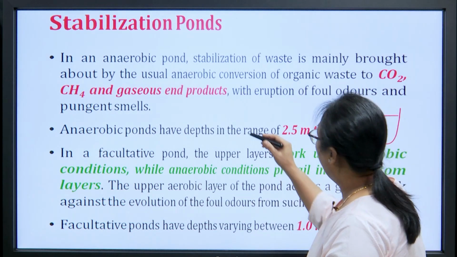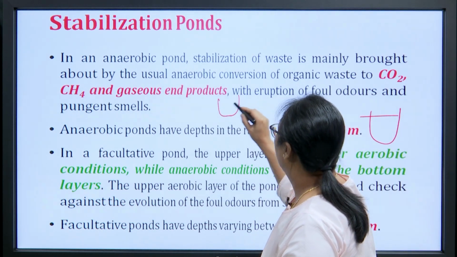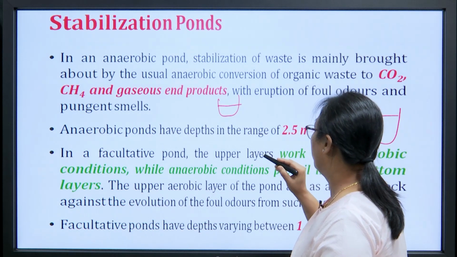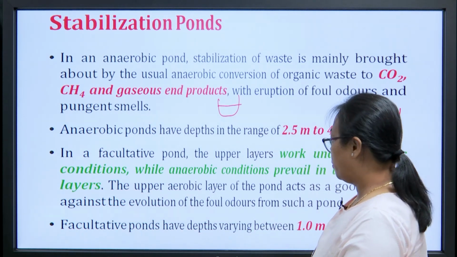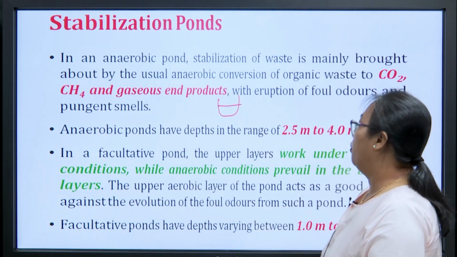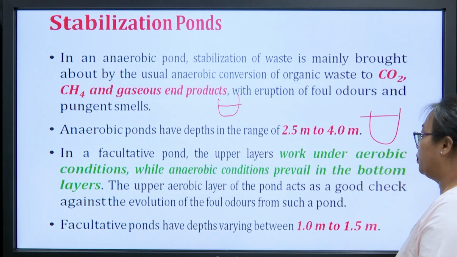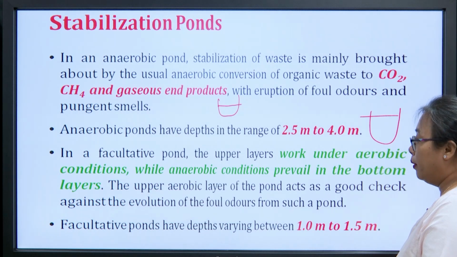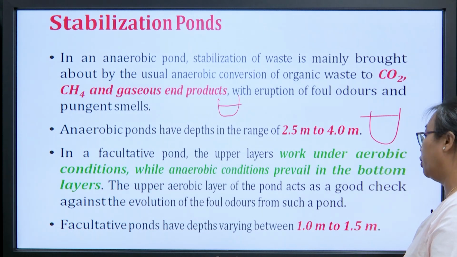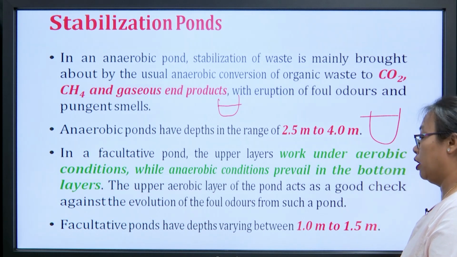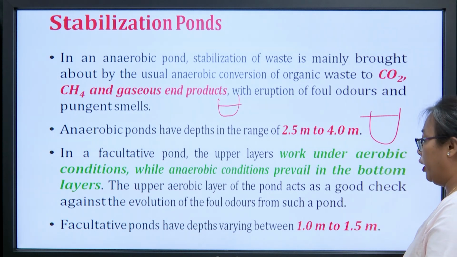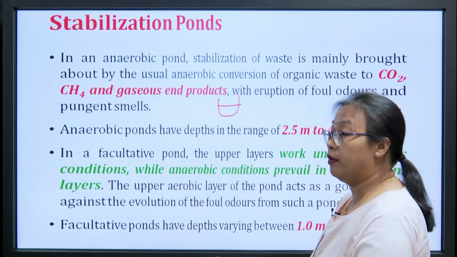And if you have aerobic, its depth will be very small, right. In facultative ponds the upper layers work under aerobic conditions while anaerobic conditions prevail in the bottom layer. The upper aerobic layer of the pond acts as a good check against evolution of foul odors from such ponds. Facultative ponds have depth varying between 1 meter to 1.5 meter.